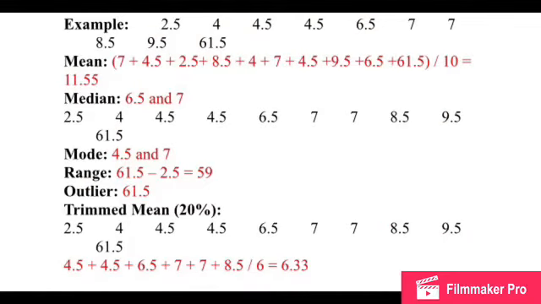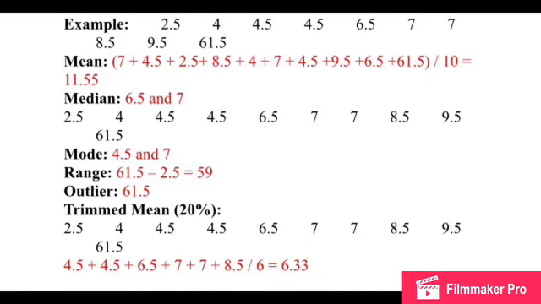Now we have an example. As you can see here, there's an example of 2.5, 4, 4.5, 4.5 again, 6.5, 7, 7, 8.5, 9.5 and 61.5. Now, how do we calculate the mean? We basically add all these numbers together and divide them by 10 because there are 10 numbers. And then our answer is 11.55.